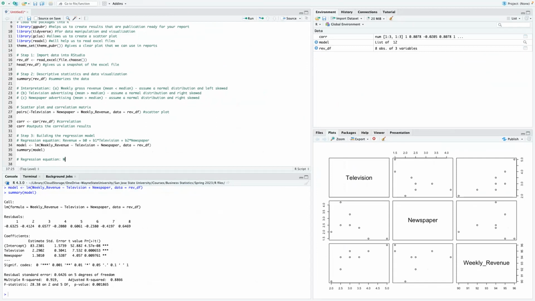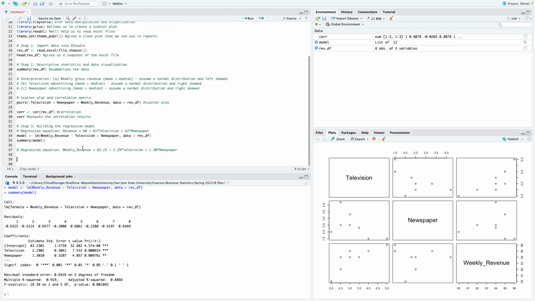So this would be weekly revenue equal to B0, which is 83.23, plus B1, which is 2.29, multiplied by television, plus 1.30 multiplied by newspaper, right? So that's our regression equation.